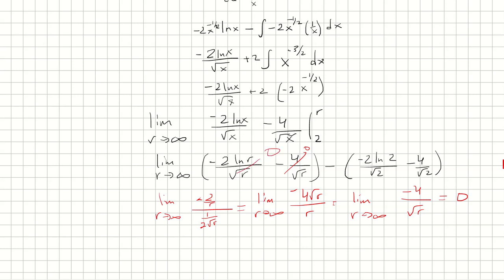So you have 0 minus 0 is 0, and then minus the negative 2 ln of 2 over root 2 minus 4 over root 2. So this negative is going to distribute to both, and we get 2 ln of 2 over root 2 plus 4 over root 2. And if you want, you can simplify this as root 2 ln of 2 plus 2 root 2. So because this is a finite answer, the series converges by the integral test.